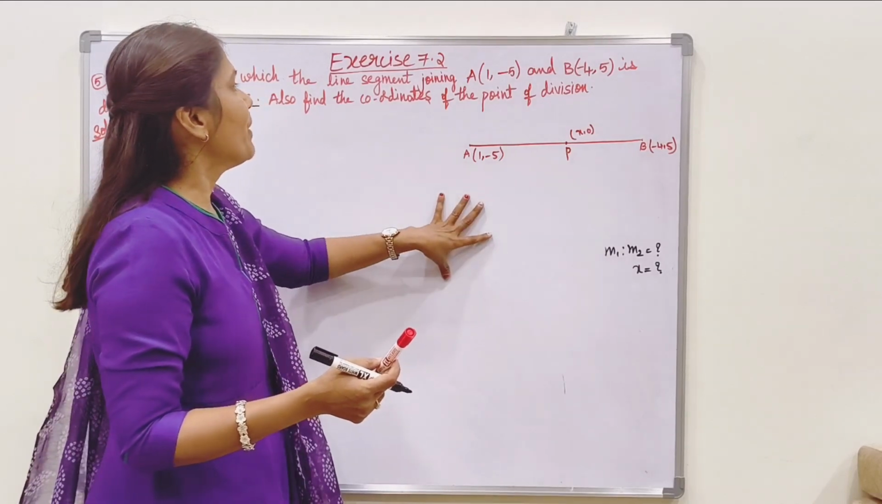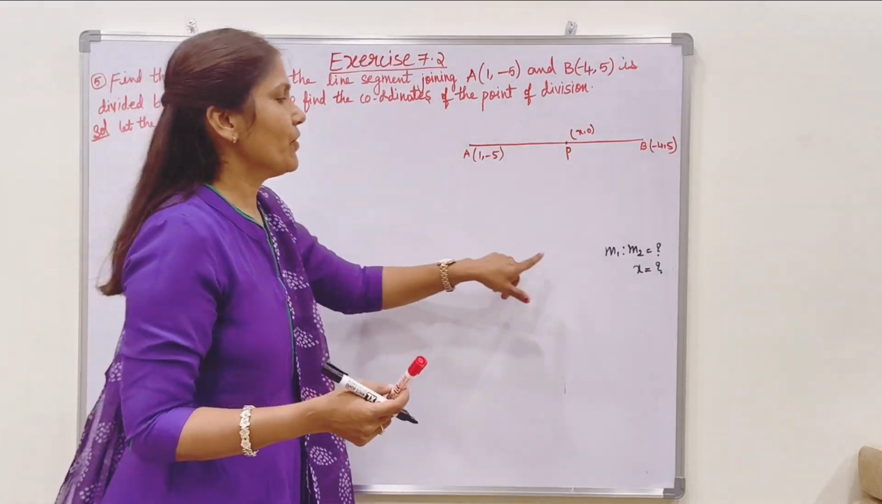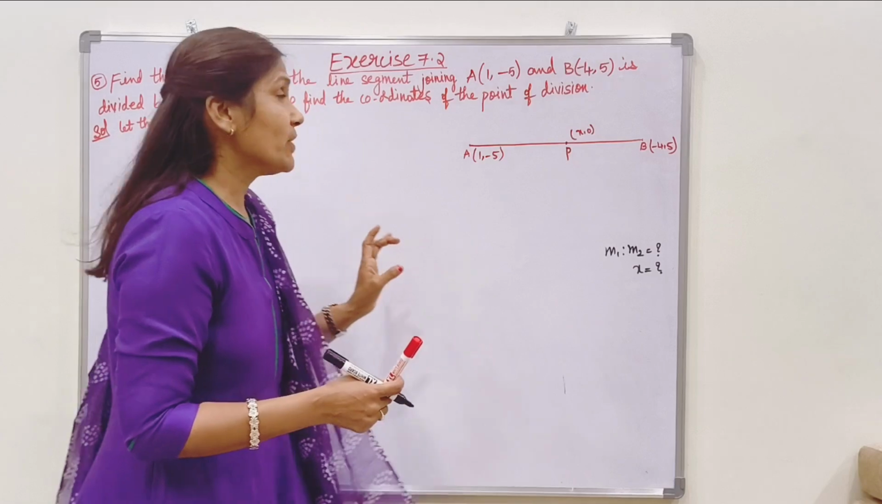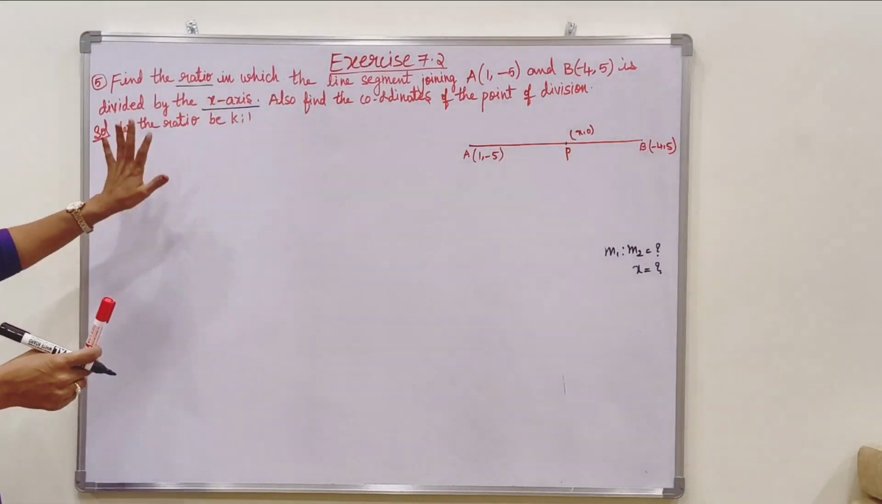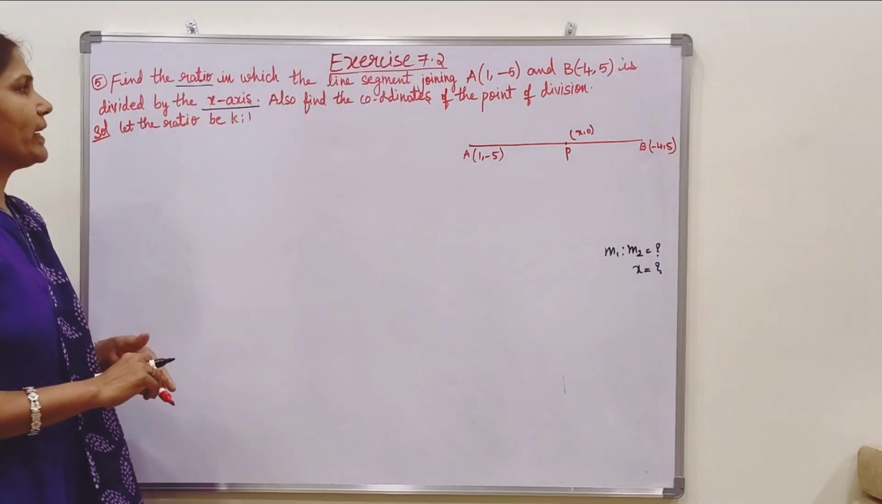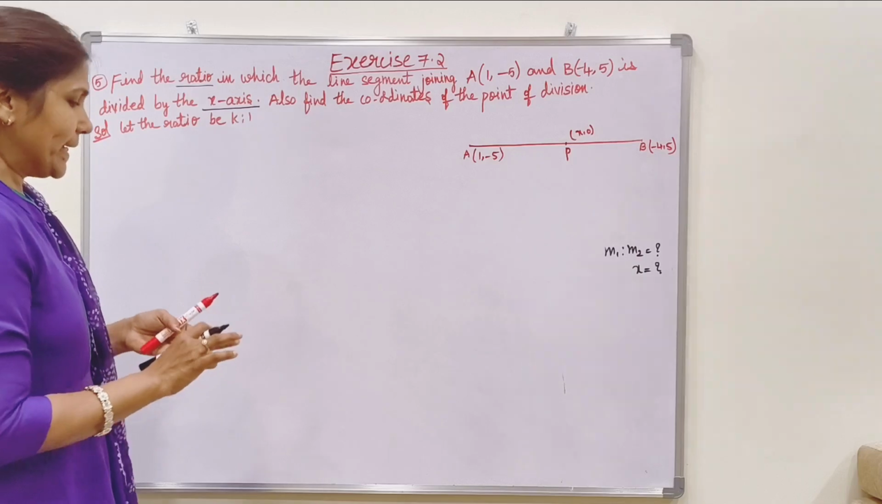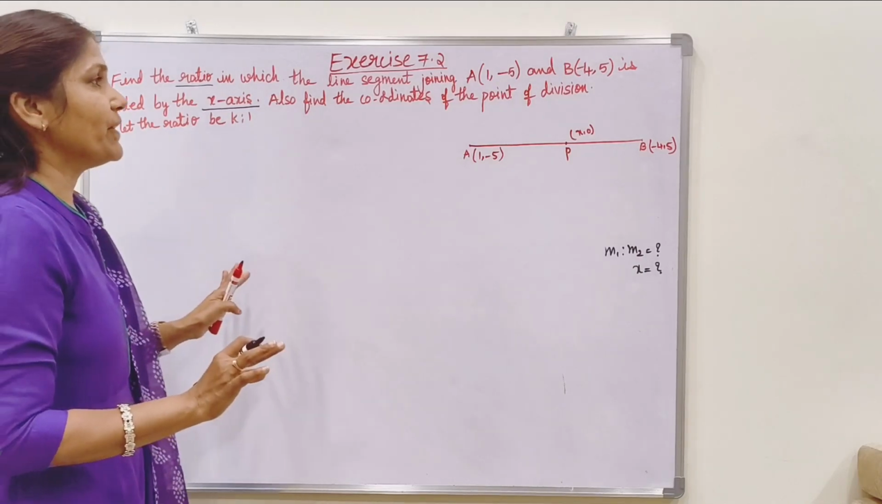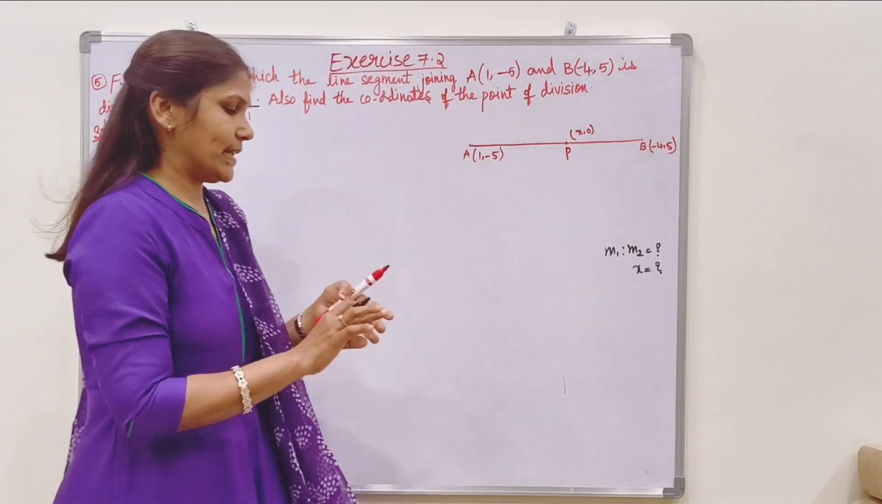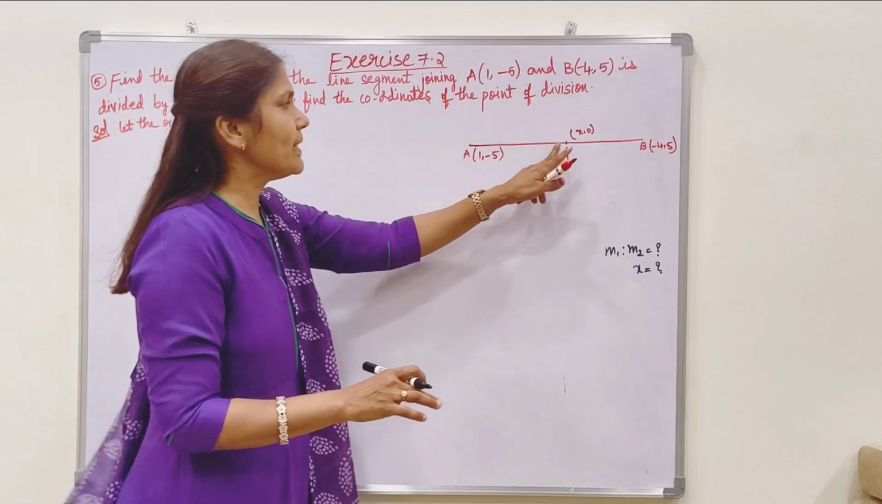So here we don't know the ratio. The ratio M1 is to M2 is unknown, so let the ratio be k is to 1. Taking that, which formula will we use? We will use the section formula.